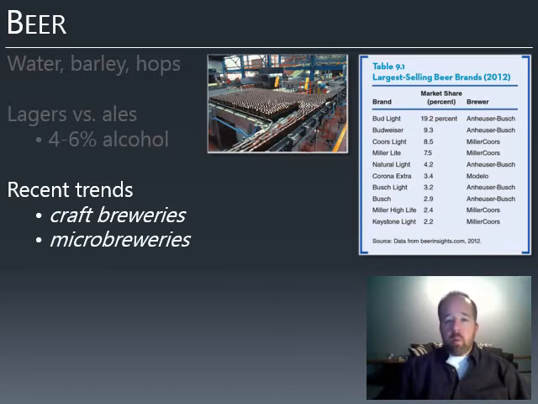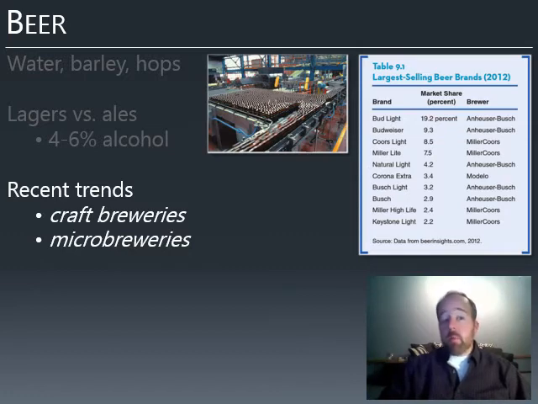There were also microbreweries, which are sometimes synonymous with craft breweries. Sometimes they're more like brew pubs. But the idea here is that this is an entity that just produces beer for consumption on the premises. This is an even smaller scale operation.